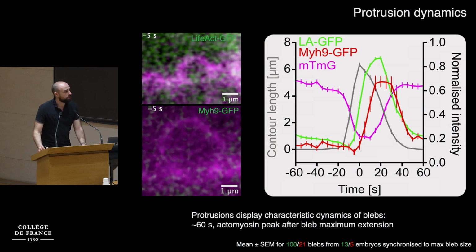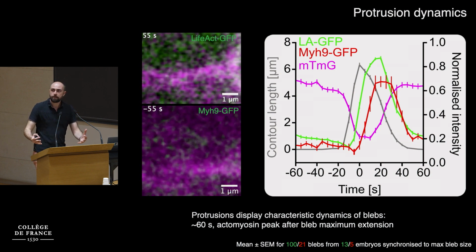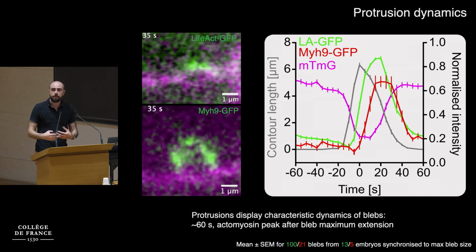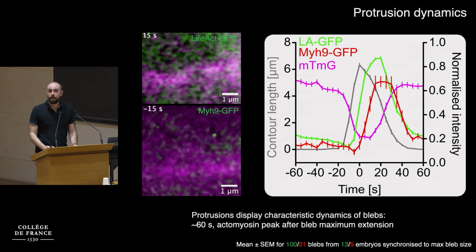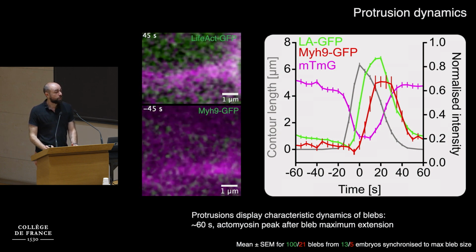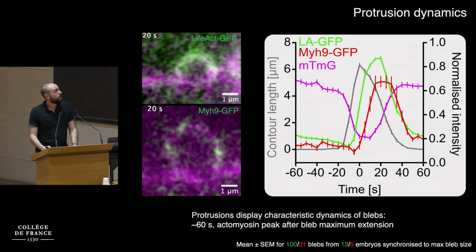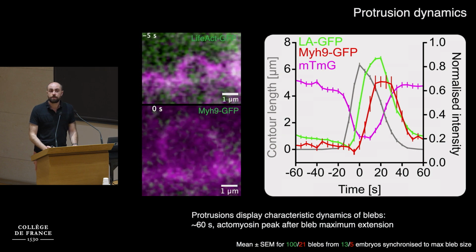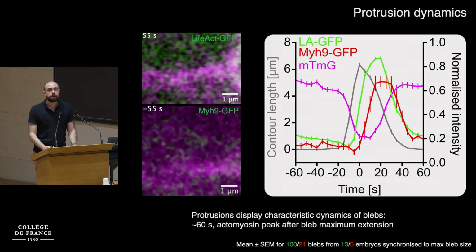Those dynamics, about 1 minute time scale, growth without actin, shrinkage with actomyosin, it's a typical dynamic of a bleb. You might all have heard about blebs in the context of apoptosis, in the context of cell migration, or cytokinesis, and these are blebs. But the main difference is that those blebs do not grow outward, they grow inside the cell.